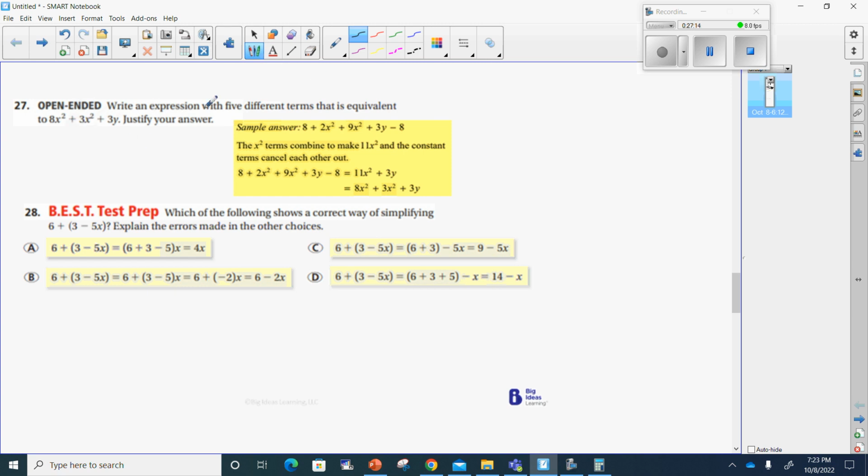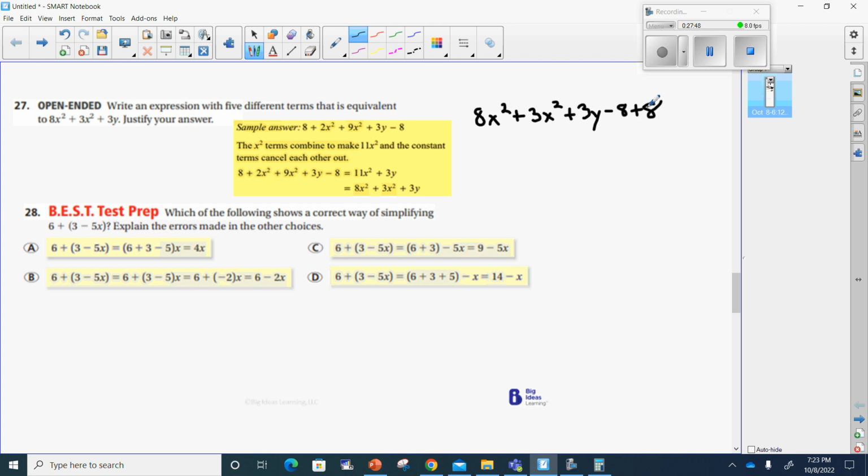I could just as well write an expression with 5 different terms that's equivalent to this. You really could have just put 8x squared plus 3x squared. I know this looks very familiar. Plus 3y. It could have been just as easy as this. Minus, just like they did over here, minus 8, and then plus 8. This is 5 terms. 1, 2, 3, 4, 5.